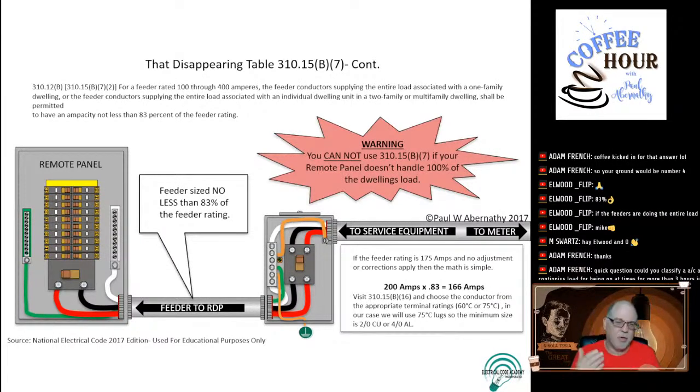And the reason I throw this one in here is because people are impacted by the new rule for the emergency disconnect outside.